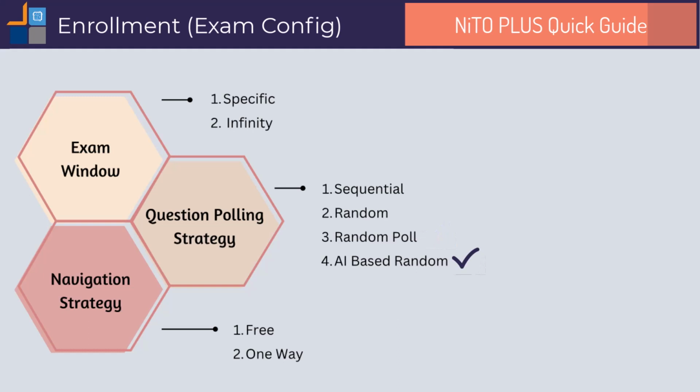AI-based random. Here artificial intelligence is utilized to select questions from a pool based on the student's accuracy or performance. The AI algorithm dynamically selects questions that are deemed suitable for the student, enhancing the personalization of the exam experience.